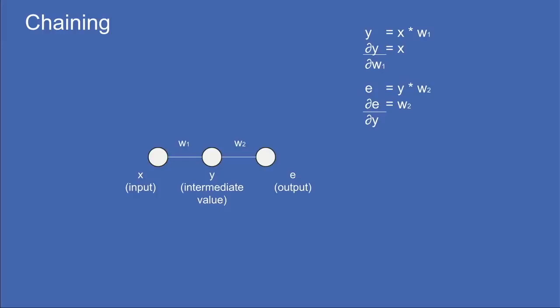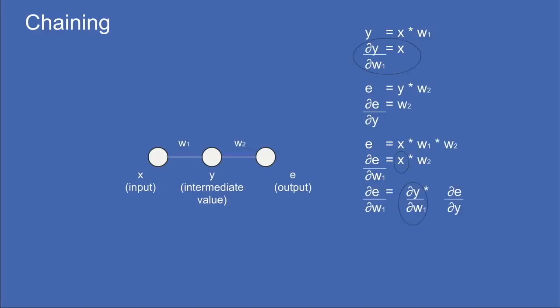Now, chaining means that we can take these two things and just multiply them together. So by inspection, we can see that in this little neural network, if we take x, multiply it by W1, multiply that by W2, we get the error e. Now what we'd like to know is if I change that W1 by a certain amount, how much does the error change? Well, in this case, we just take that whole expression and take the derivative with respect to W1. And a fairly trivial bit of calculus, it comes out to be x times W2.